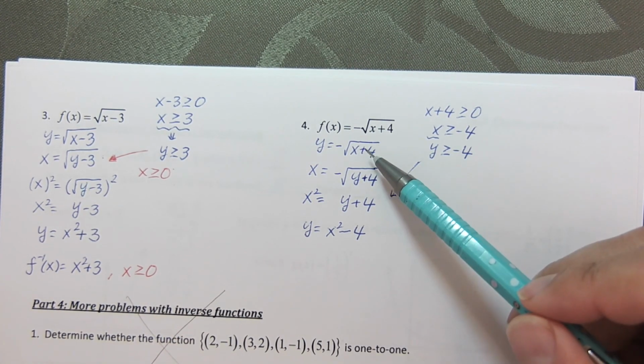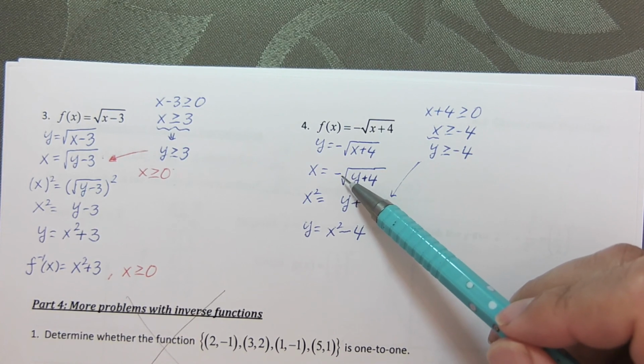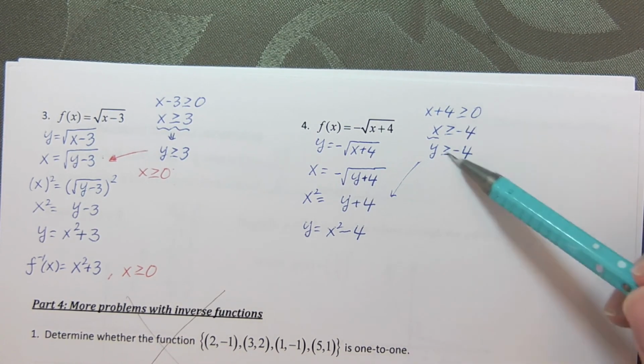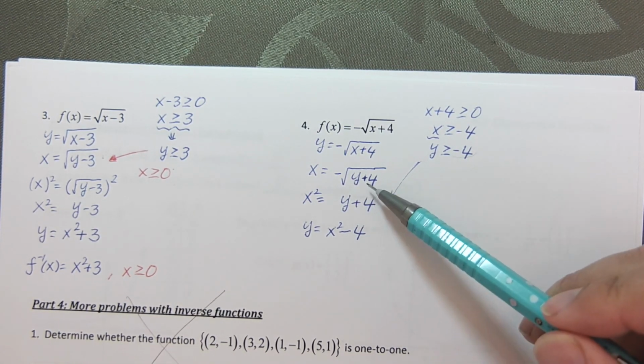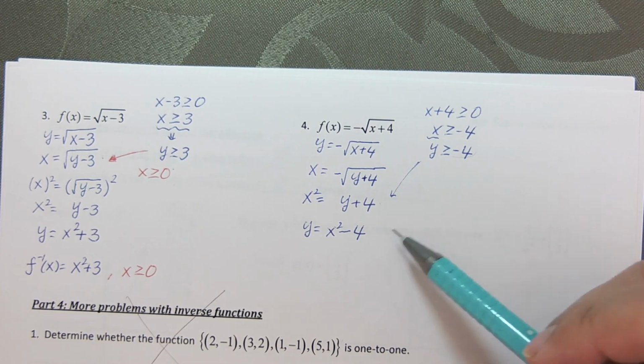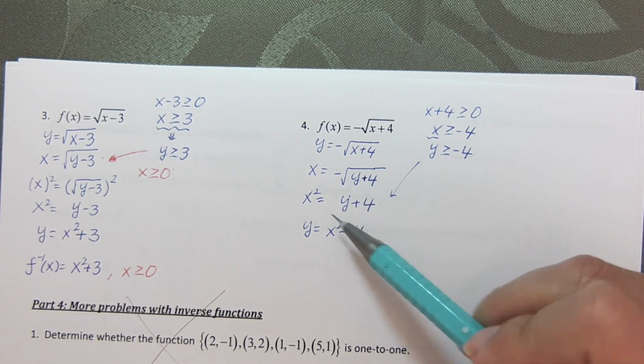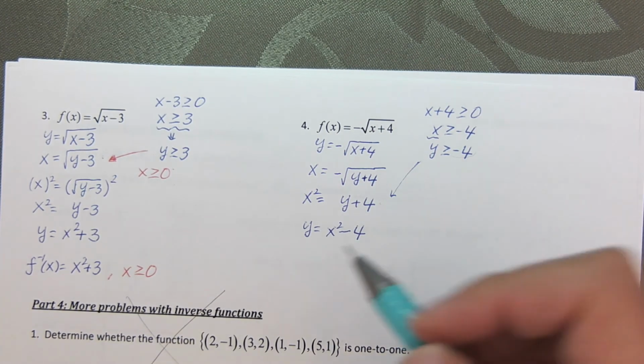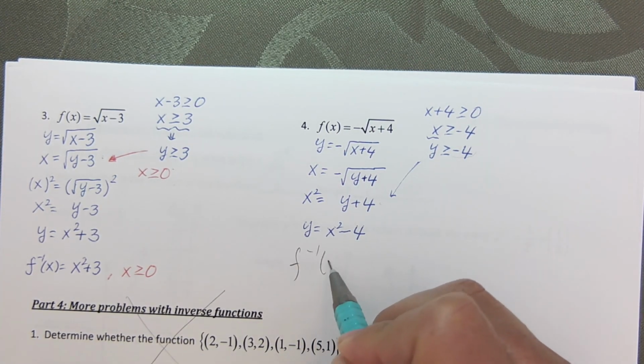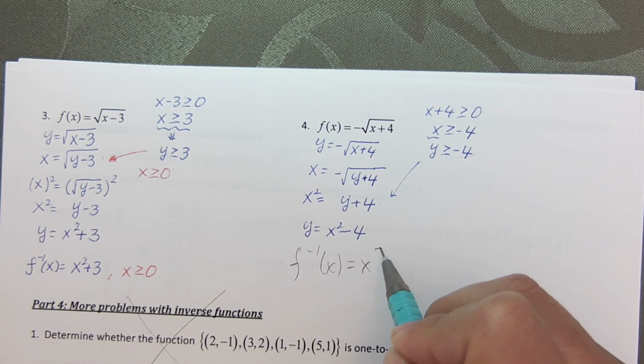Here's another one. I can square both sides. That gets rid of the negative, but it becomes quite telling here of where we go with this as far as what range and domain values we have. So square both sides, solve for y, and we end up with f inverse of x equals x squared minus 4.